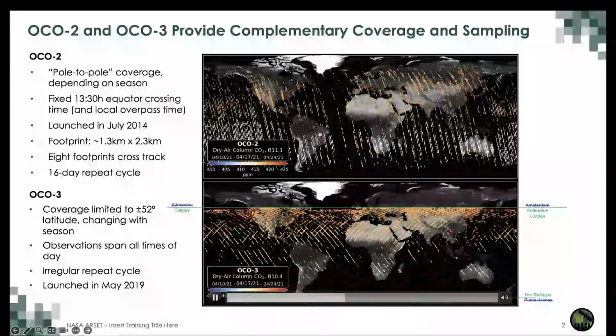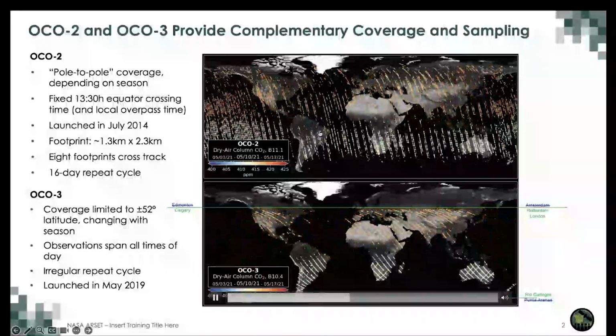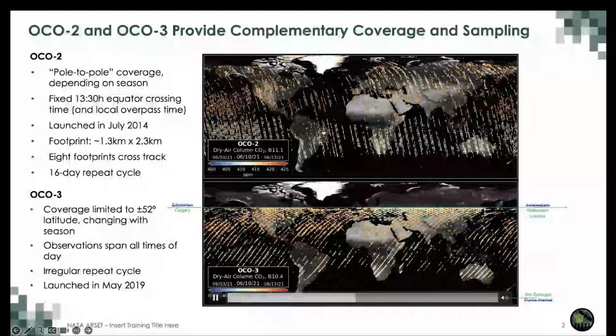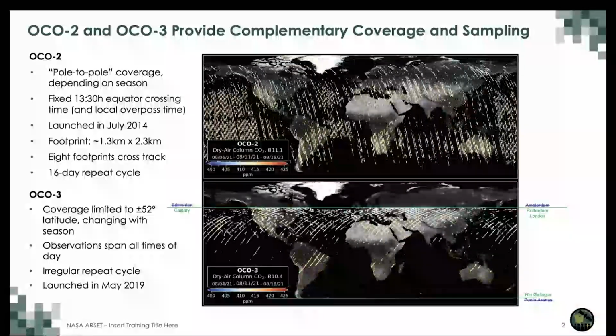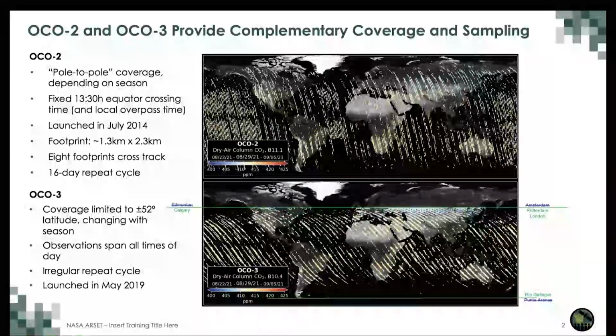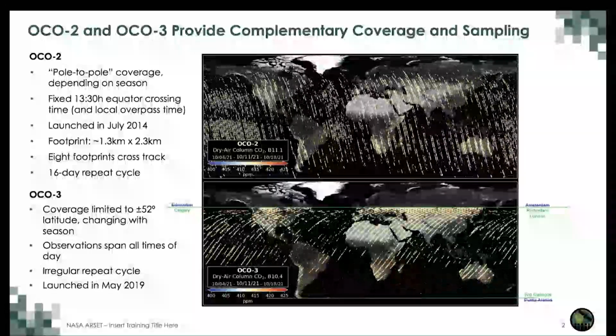So it has more than 10 years of record. The footprint size is pretty small, about 1.3 by 2.3 kilometers, but it has a very narrow swath, so it only has 8 footprints across track. It has about a 16-day repeat cycle.